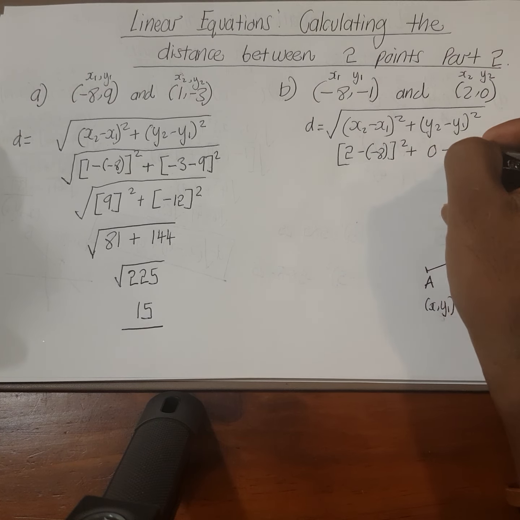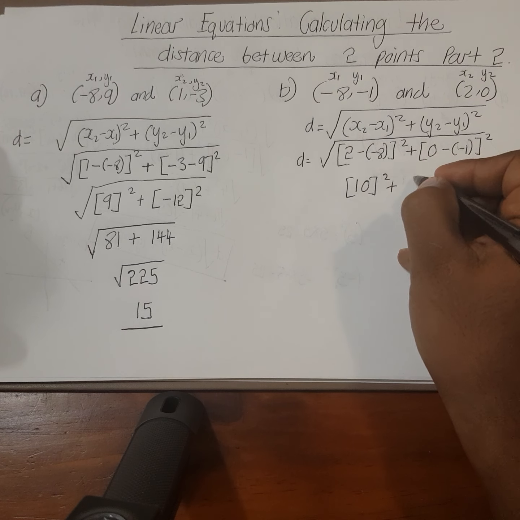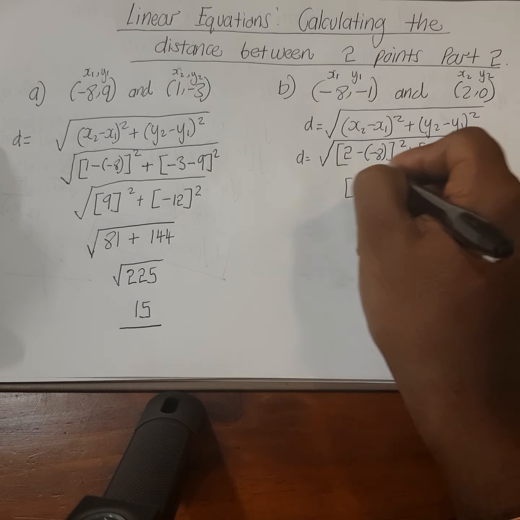So 2 minus -8 is 2 plus 8, which is 10. So 10 squared plus 0 minus -1. So that's plus 1. So that's going to be 1 squared. All right, so 10 squared is 10 times 10, which is 100. And 1 squared is 1 times 1, which is 1. And then we need to find out the square root of 101.